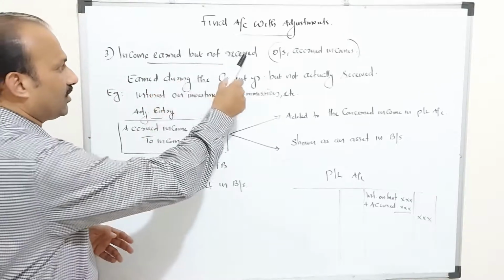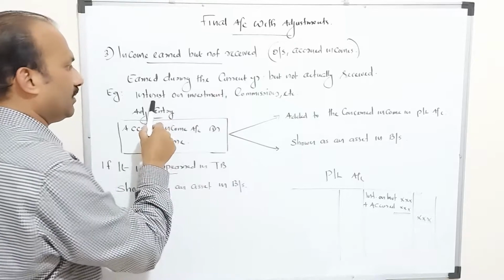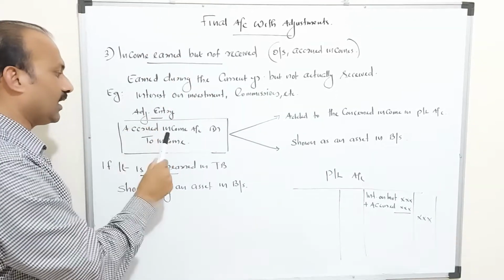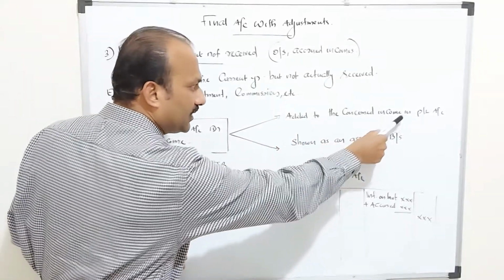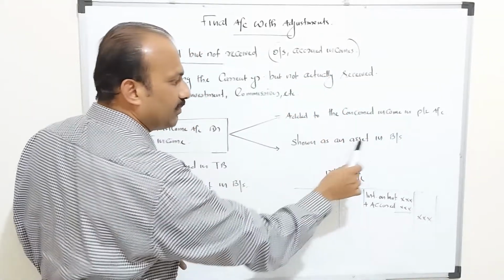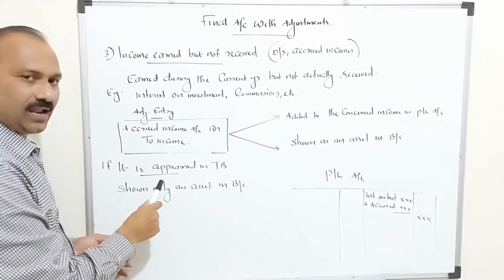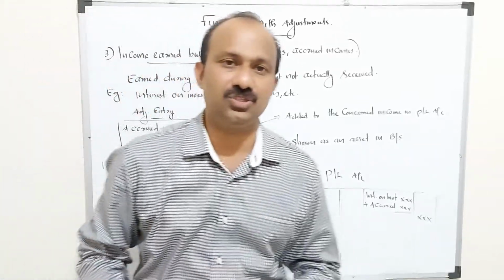Accrued income is income earned but not received. Earned during the current year but not actually received. For example, interest on investment, commission, etc. Adjusting entry: accrued income account debited to income. The first treatment is that it is added to the concerned income in the P&L. The second treatment is that it will be shown as an asset in the balance sheet. If it appears in the trial balance, you can show it only as an asset in the balance sheet.